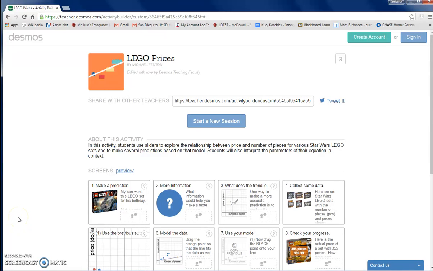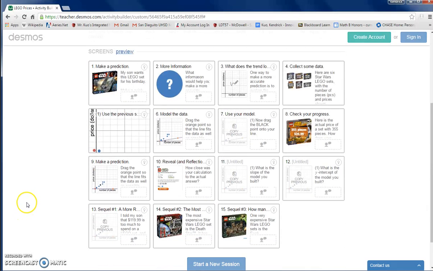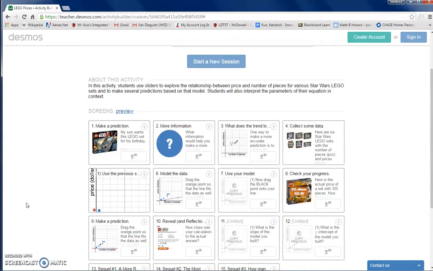Quo, and today we'll be doing a Desmos activity called Lego Prices by Michael Fenton, which will give us a realistic experience on calculating slope, graphing, and determining line or points that fit on a line of best fit. This activity is a 15 slide activity and will hopefully give you a real good example of how you can use rate of changes in the real life setting and kind of give you an opportunity to see how prices and rates are used.